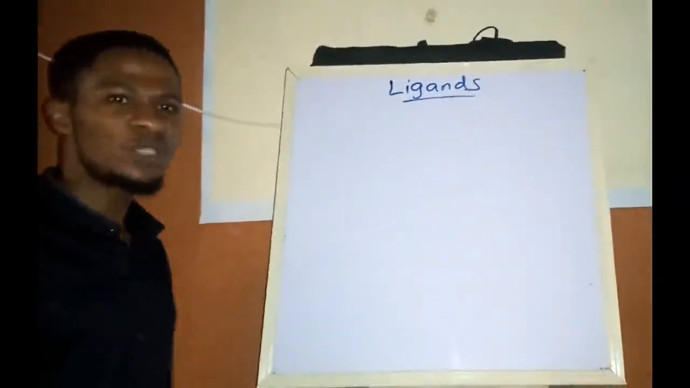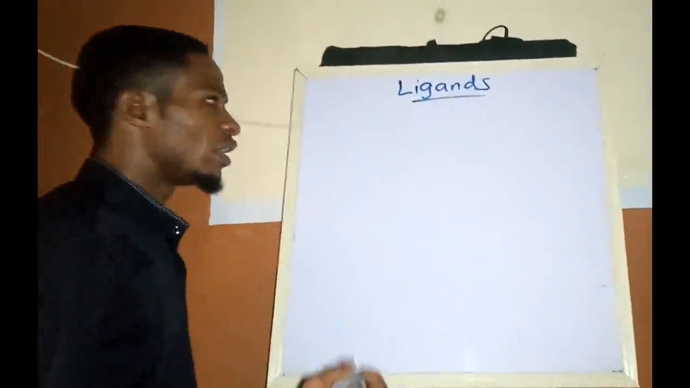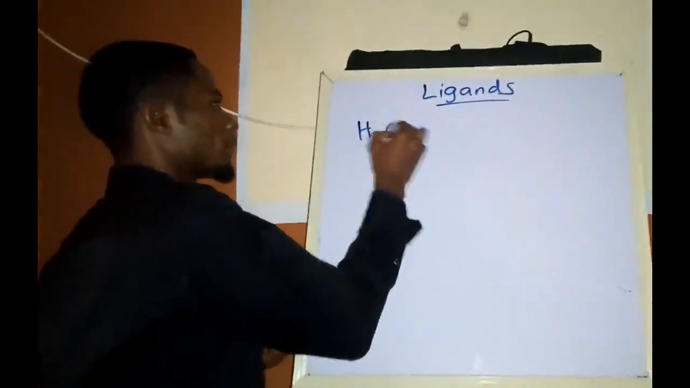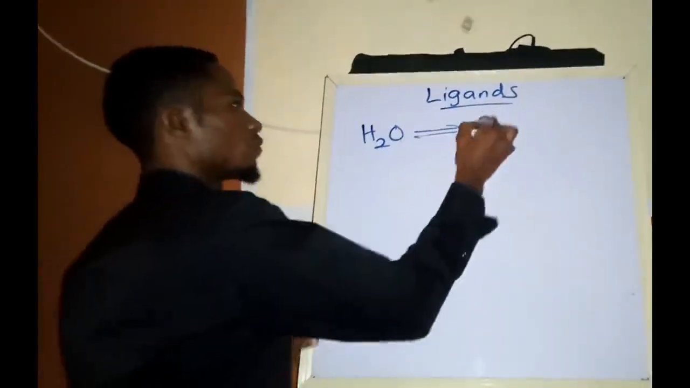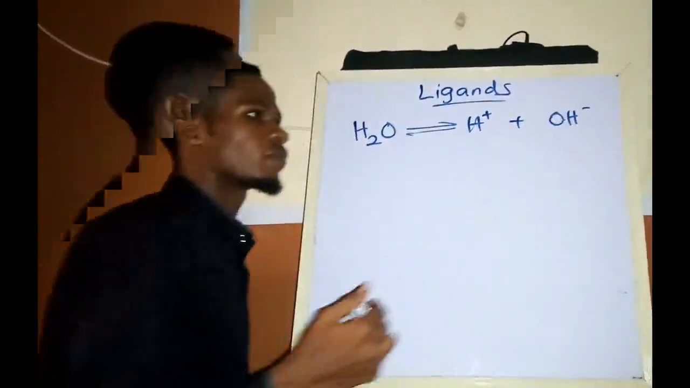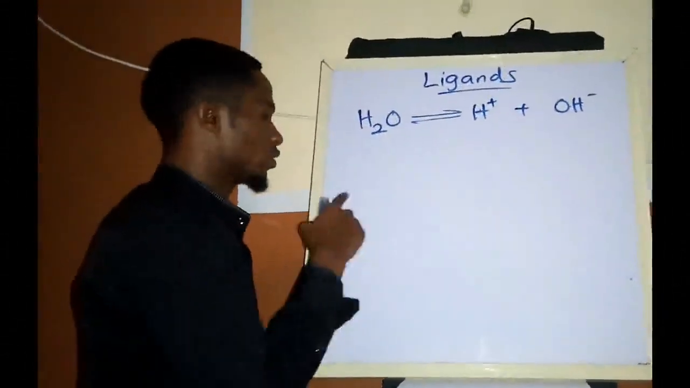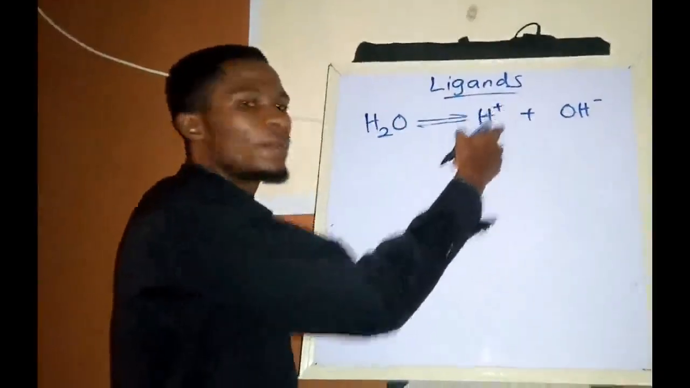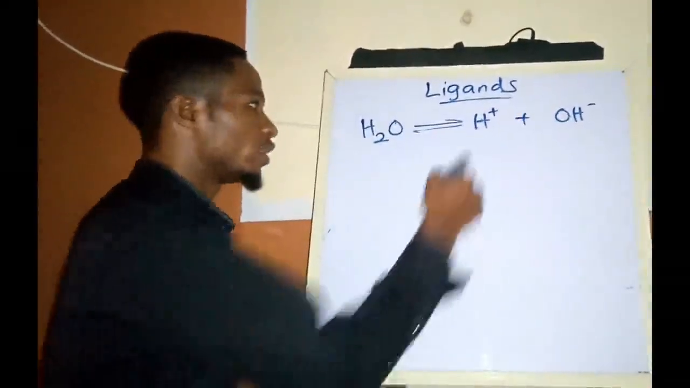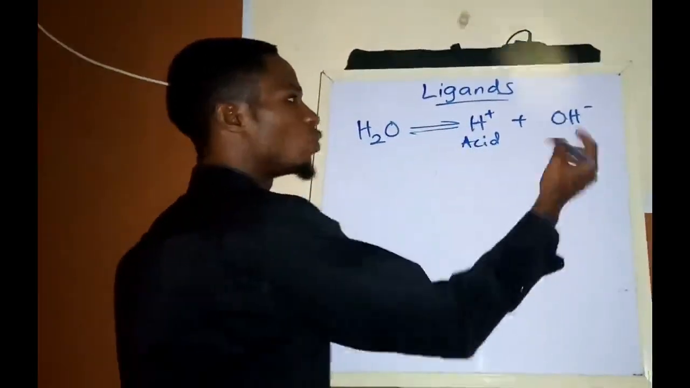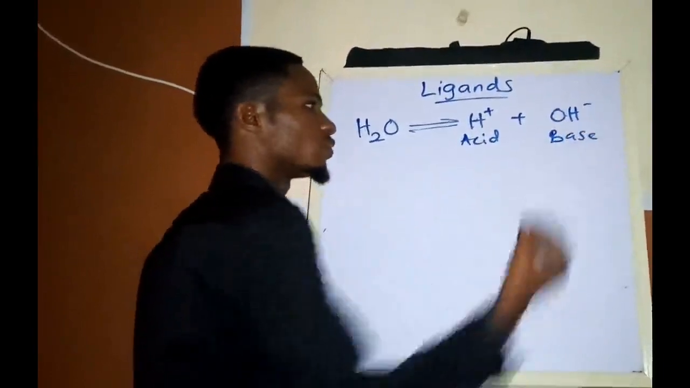To explain Lewis base better, let us recall the dissociation of water. For the dissociation of water, Arrhenius acid says acids are substances that donate hydrogen protons when dissolved in water. Therefore, our H plus is the acid, while our OH is the base.